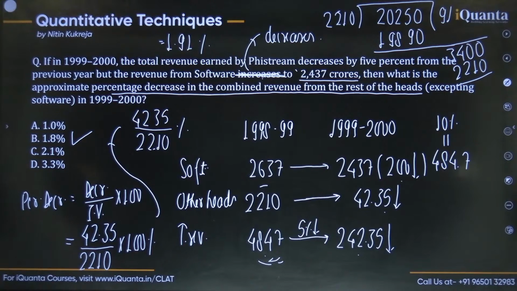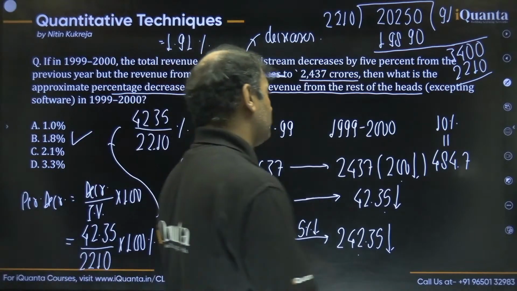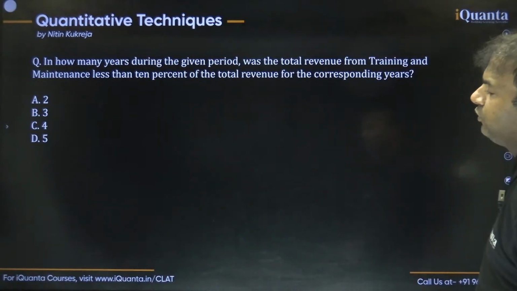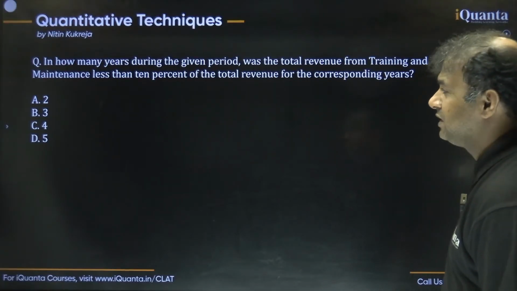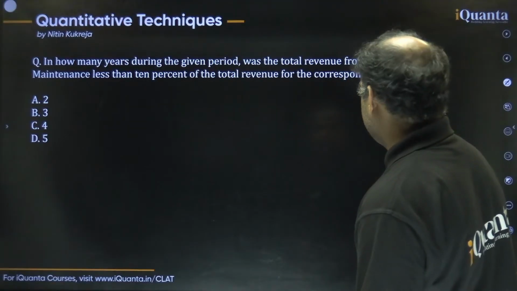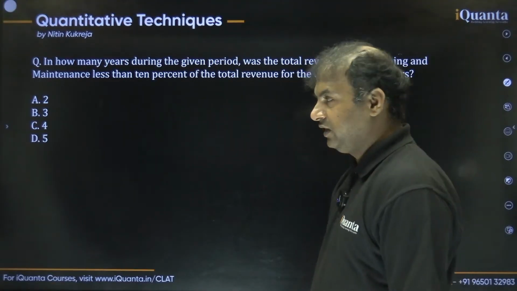Alright guys, let's move to the next problem now, right? In the same set, the next problem is also a tricky one, right? Okay, this says that in how many years during the given period was the total revenue from training and maintenance less than 10% of the total revenue for the corresponding years? Alright, again a good question.